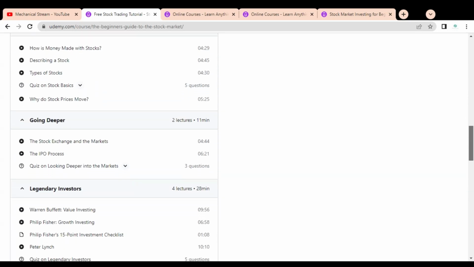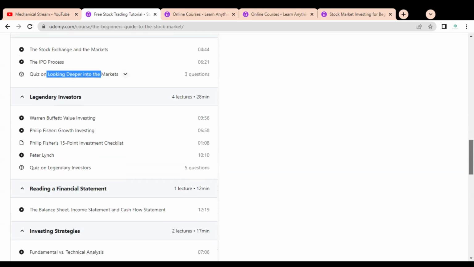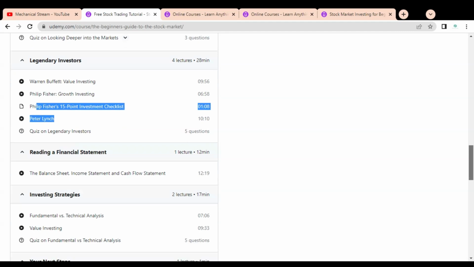Here you can see in the third module you will learn about the stock exchange and the market, what the IPO process is, and a quiz on looking deeper into the markets. Then you can see some legendary investors. You should know their names in the stock market. They are very famous, like Warren Buffett for value investing, then Philip Fisher for growth investing, and also you will learn Philip Fisher's 15-point investment checklist. So you can see it is a very good opportunity.